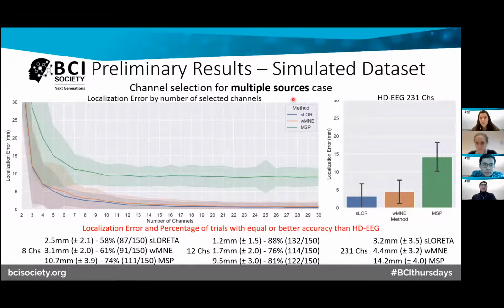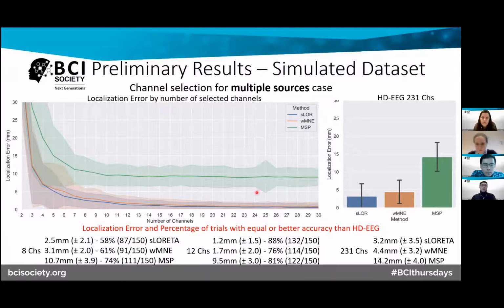So in that sense, I would like to show some of the results of the optimization. First of all, here at the right, you can see the accuracy for 3 sources, the mean accuracy between the 3 sources across the 150 trials using 231 electrodes. And then on the left, you can see the optimization. This is the localization error by number of channels, in which the objective was to minimize the number of channels in this direction and to minimize the localization error in this direction.